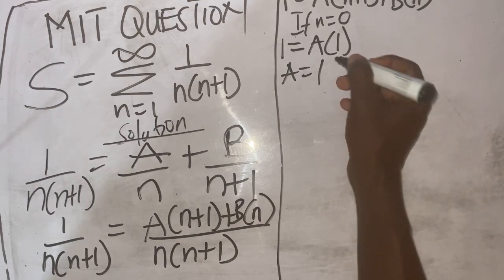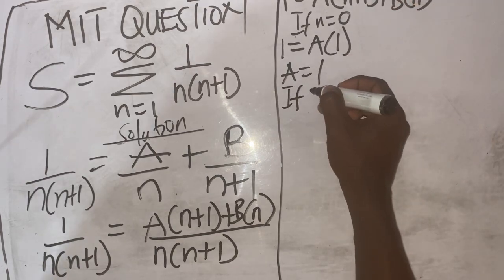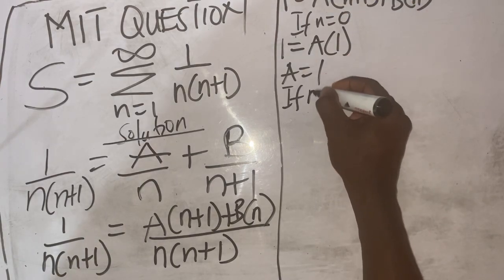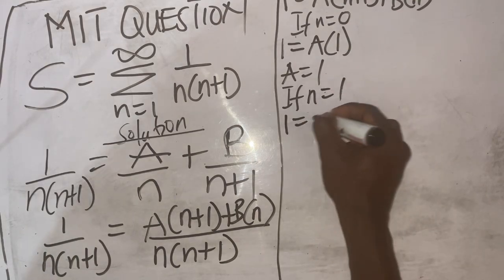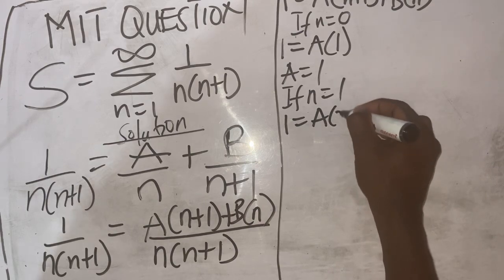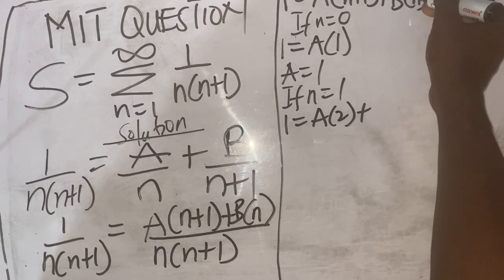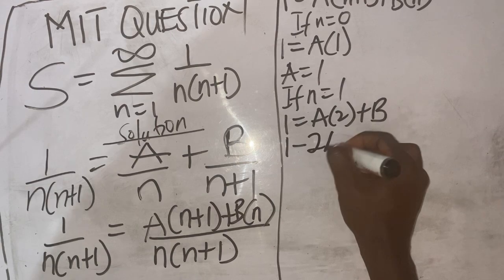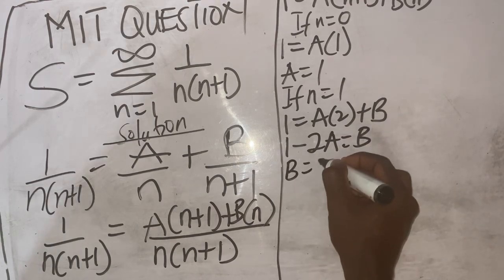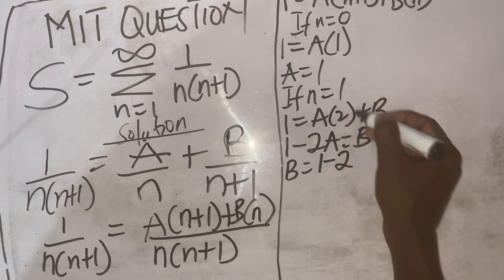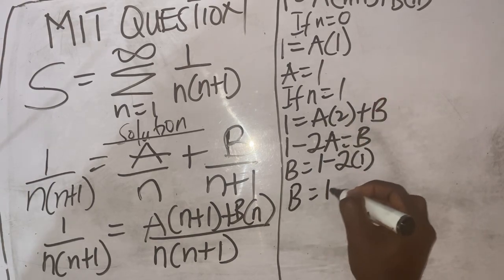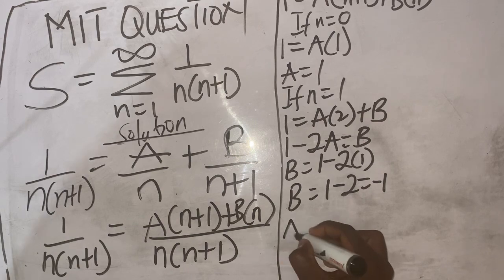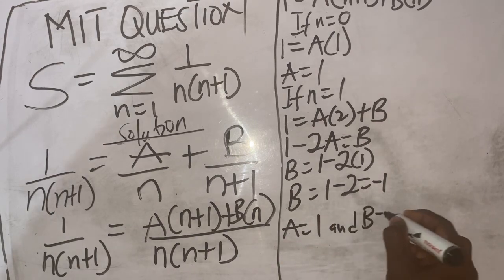Now in that same sense, how do we get rid of this to get B? We can say that if n equals 1, then I have 1 equals A times 1 plus 1, which will just give us 2, then plus n here is 1, so I have just B. So I have 1, then I send this to this side. Remember, it's 1 minus 2A equals B, so B will be equal to 1 minus 2. A is just 1, so I put that in there, and now B is equal to 1 minus 2, which is equal to negative 1. So A equals 1 and B equals negative 1.